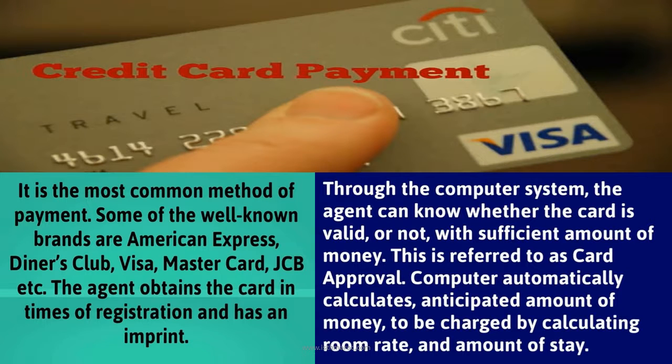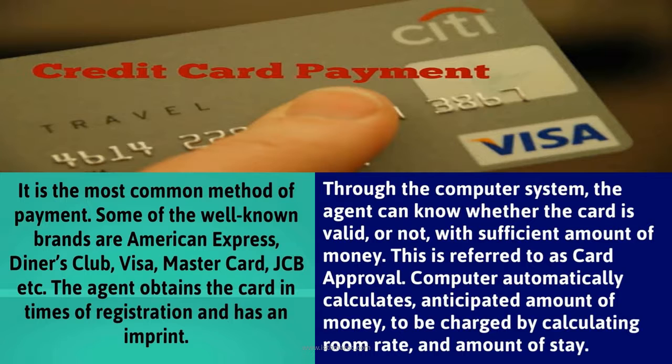The first method is the credit card, with which you can have access to pay. It is the most common method of payment. Some of the well-known brands are American Express, Diners Club, Visa, MasterCard, JCB, etc. The agent obtains the card at the time of registration and makes an imprint. Through the computer system, the agent can know whether the card is valid or not, with a sufficient amount of money. This is referred to as card approval. The computer automatically calculates the anticipated amount of money to be charged by calculating the room rate and the length of stay.